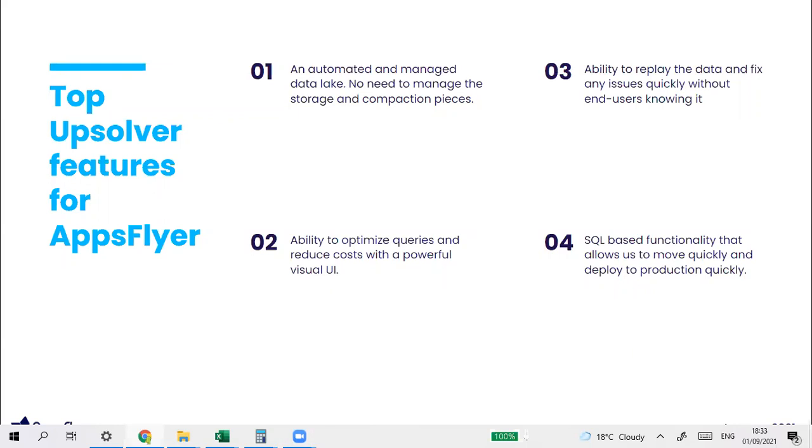Yeah, I believe so. So we have a few more questions. One is, do you use Upsolver to do the data compression, which is usually done by Spark? Yes, we do. The data is compressed.